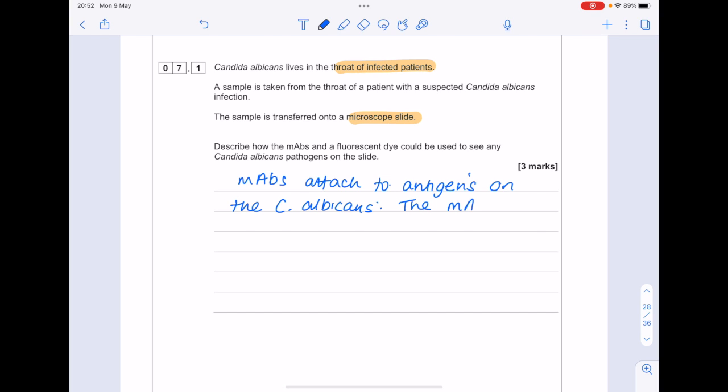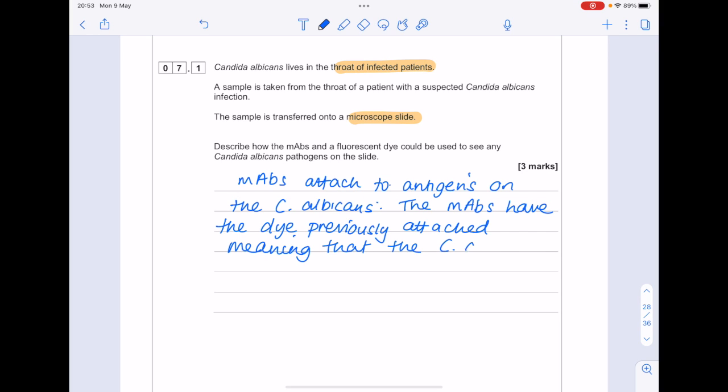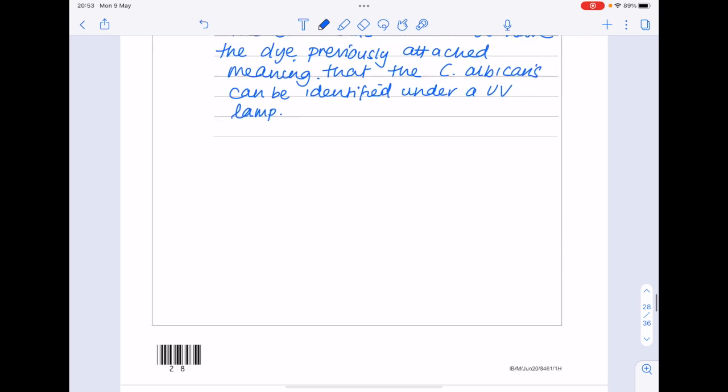The monoclonal antibodies have the fluorescent dye previously attached, meaning that the C. albicans can be identified under a UV lamp. You're using a UV lamp because we've been told that the dye is fluorescent.